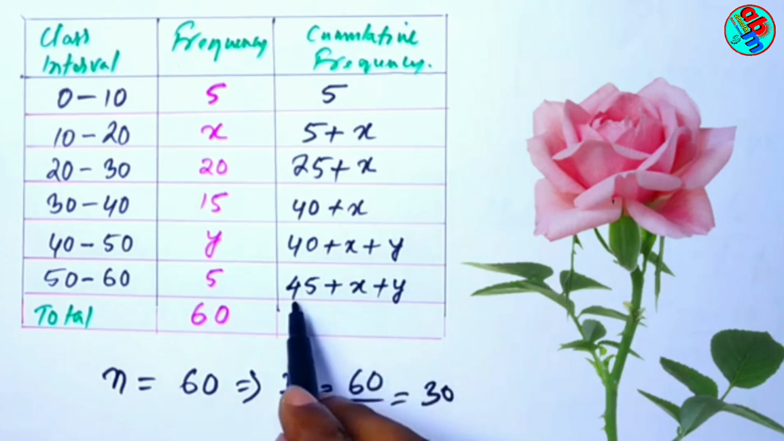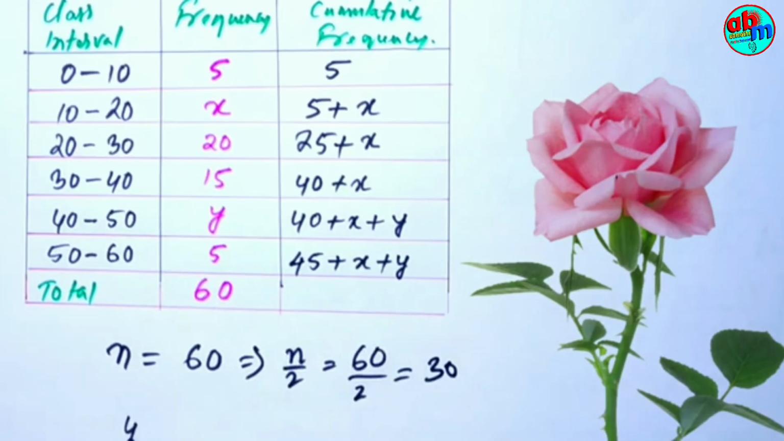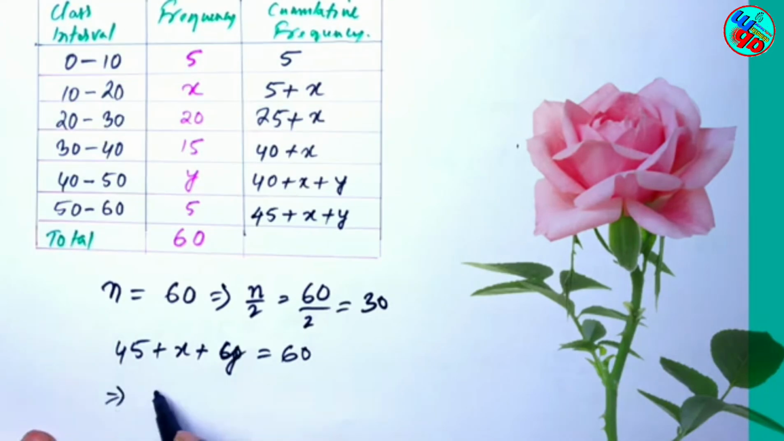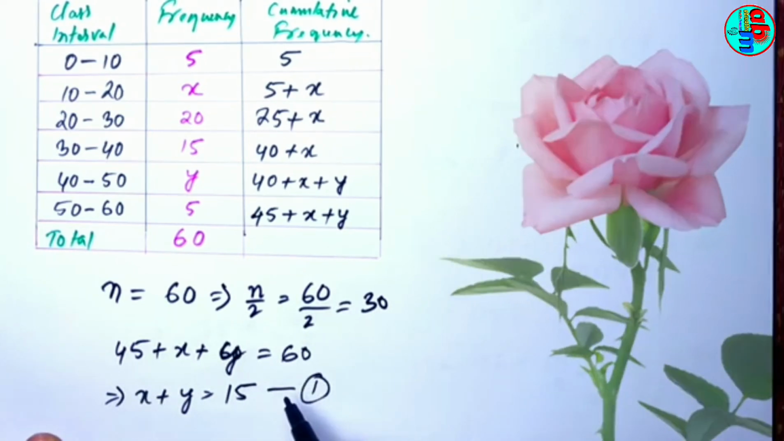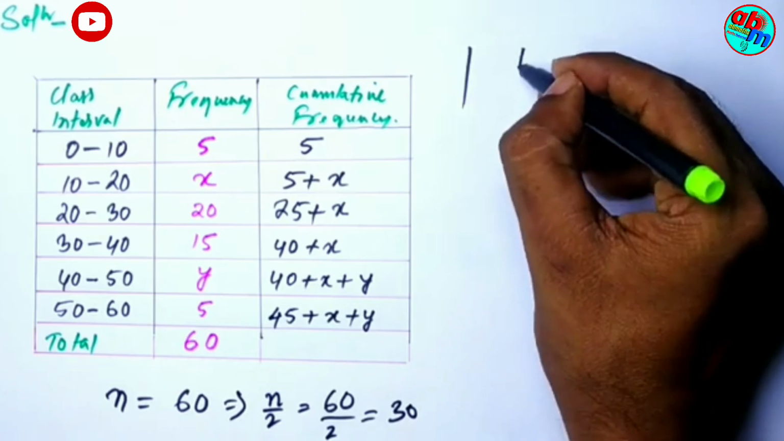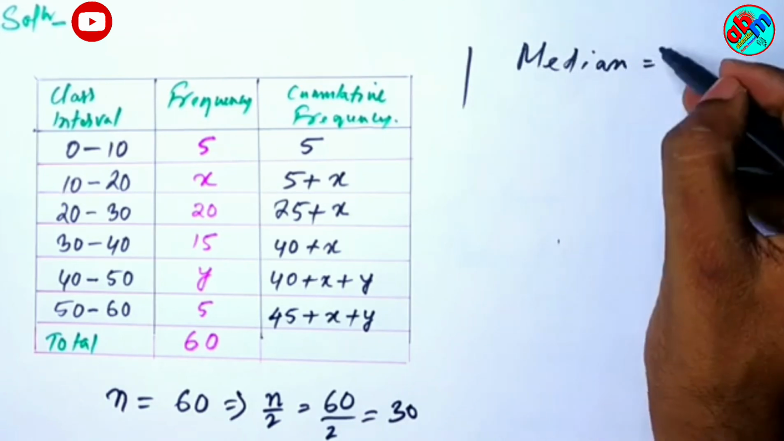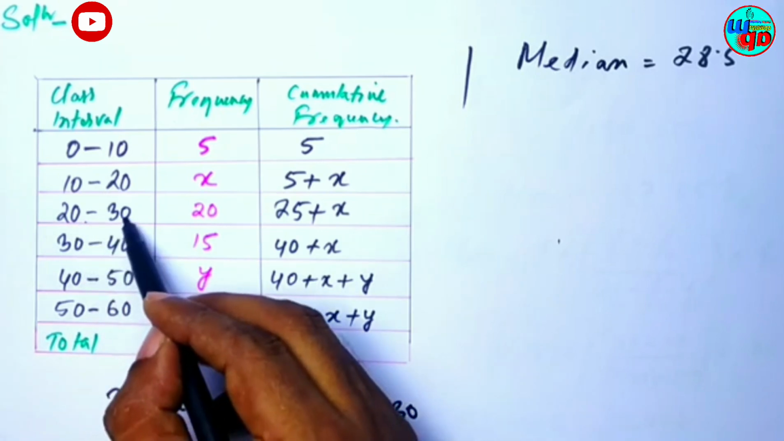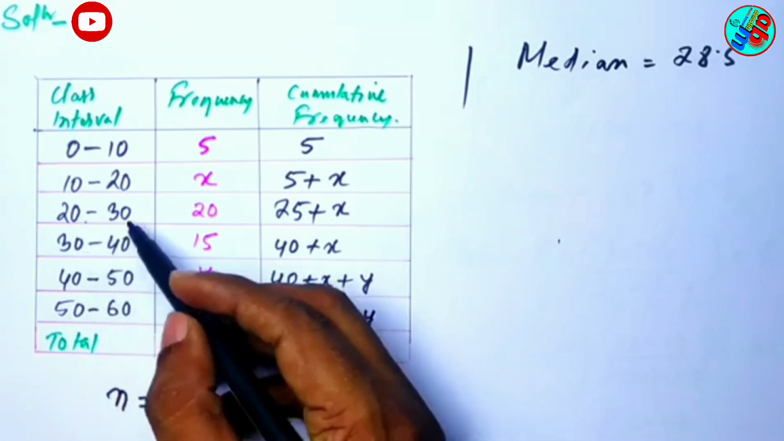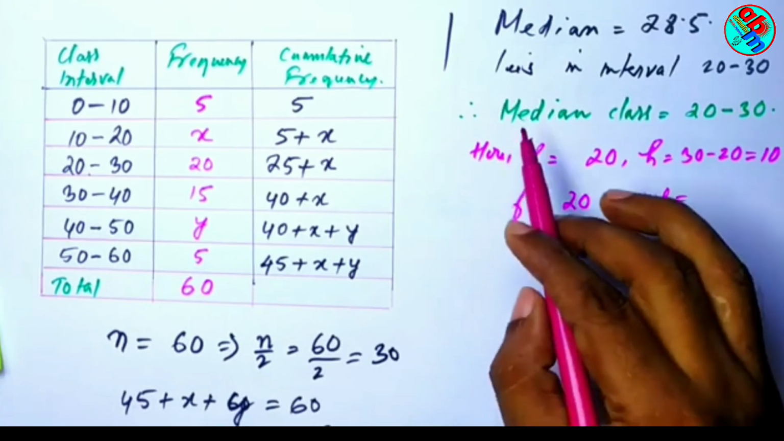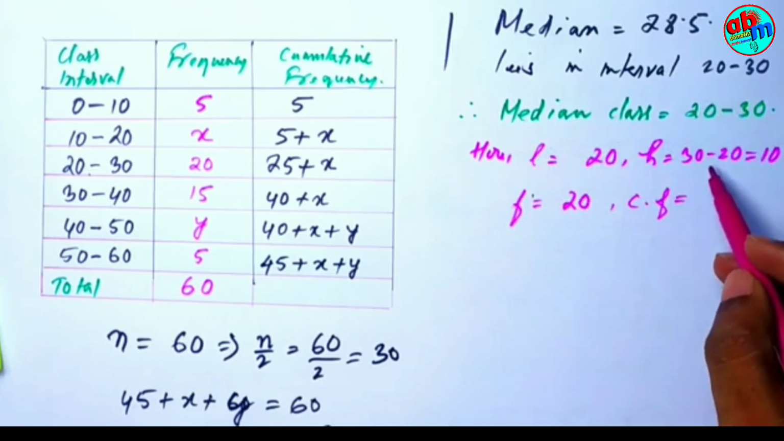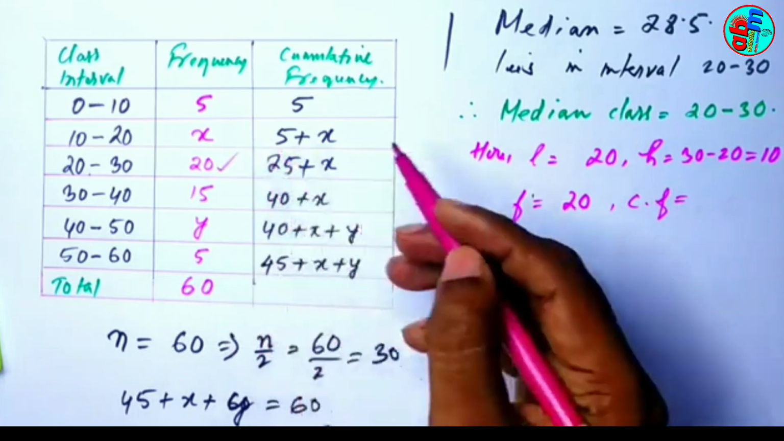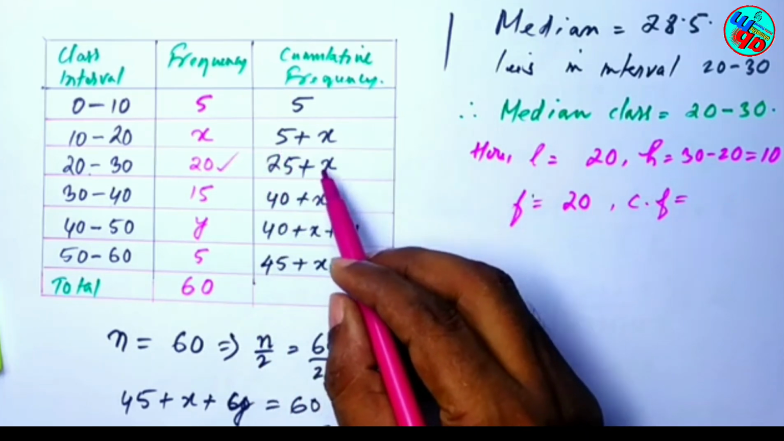Now it can be seen that this total will be equal to 60. So 45 plus x plus y is 60. So x plus y equals 60 minus 45, which is 15. This we write as equation number 1. And it is given in the question that the median is 28.5, which lies in the class interval 20 to 30. So therefore the median class will be 20 to 30. So L will be our 20, class size h will be 30 minus 20, which is 10. Frequency is our 20, and cumulative frequency preceding the median class is 5 plus x.